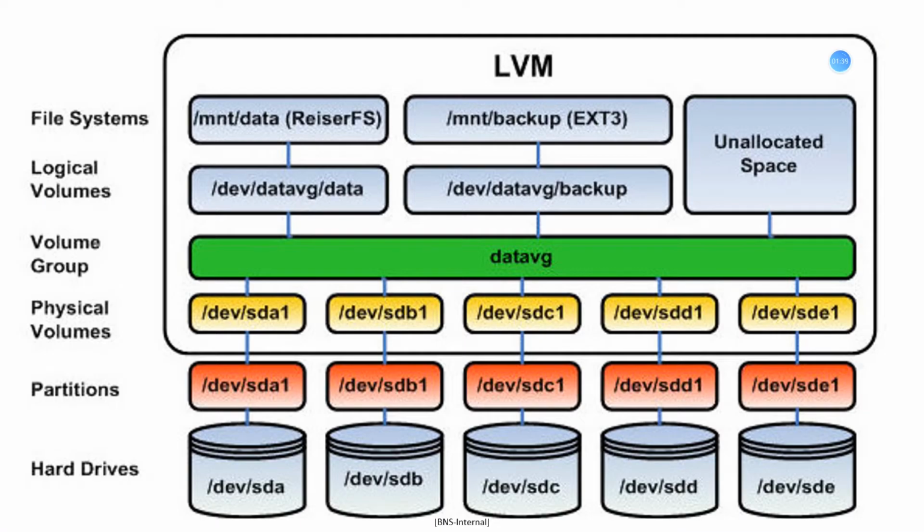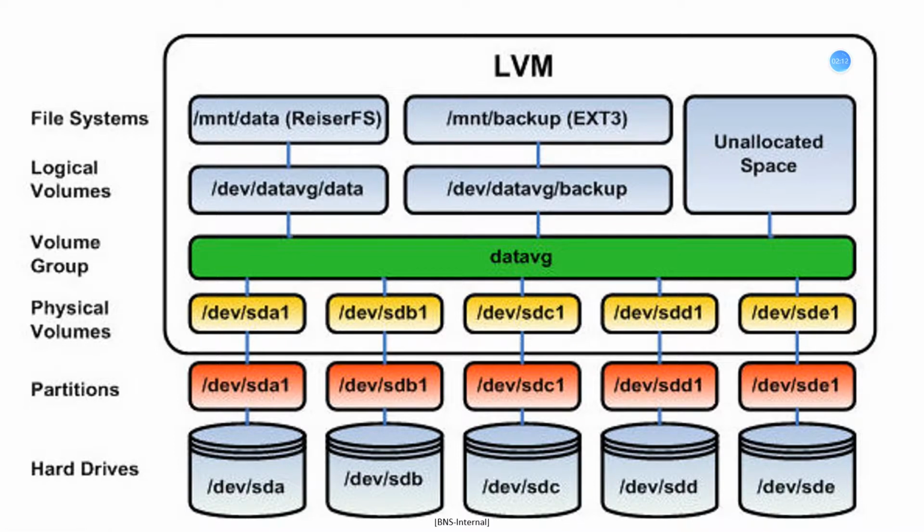This page gives you a more specific example, where we can see there's a VG named data VG, which consists of several physical disks. In this VG, currently there are two logic volumes, and each of the logic volumes is mounted on the file system. What's more, there is still some unallocated space for any possible use.